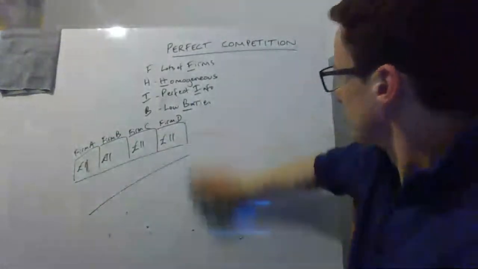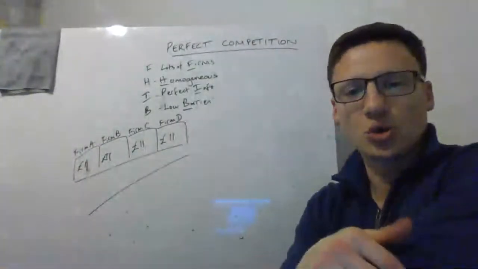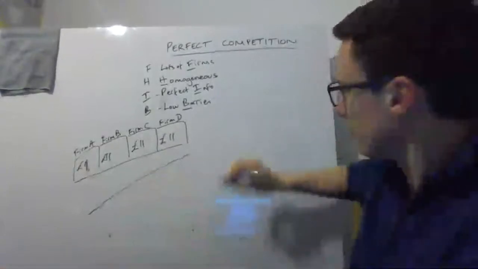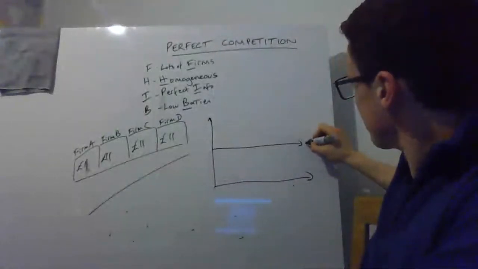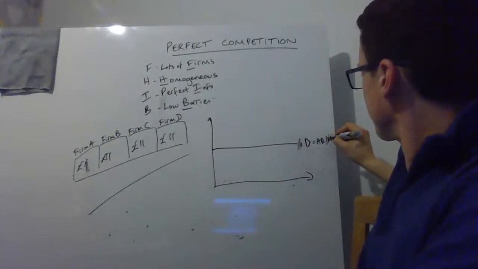So you need to be comfortable with being able to draw firms in perfect competition in the short run, making supernormal profit or making losses. And you need to be comfortable with drawing the diagram that shows them making normal profit in the long run. Okay?